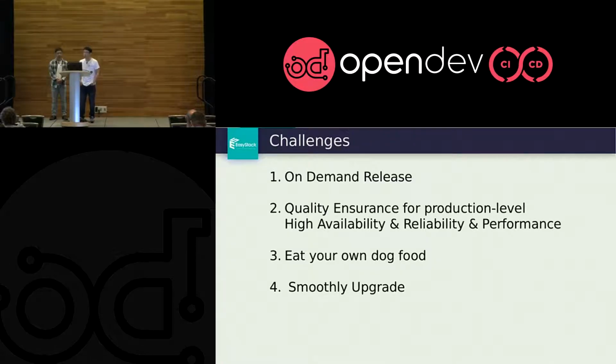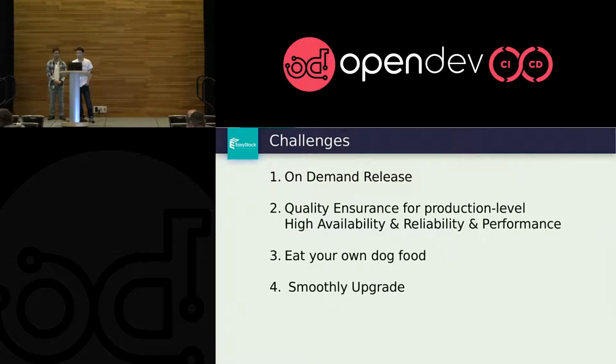The second one: to make our release production level, we need to run tests for each patch and keep high availability, reliability, and performance testing running on the platform continuously. Third, we have an OpenStack product. If we don't support our own business on it, we can't prove that our product can support the customer's needs. This is the principle of eating your own dog food. So we need to build our own OpenStack platform with our product, and then run our CI/CD and our business on top of it.